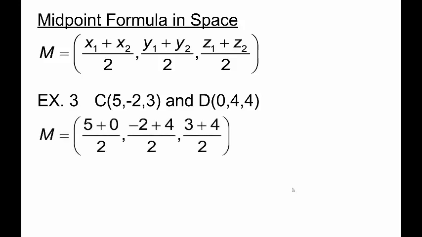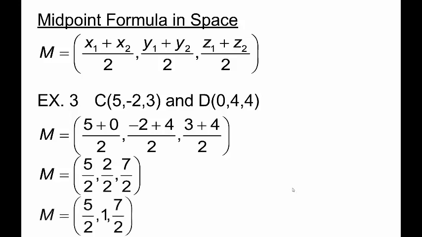So I'm going to plug these in. The midpoint is going to equal 5 plus 0 divided by 2, -2 plus 4 divided by 2, 3 plus 4 divided by 2. And remember, your answer is going to be an ordered triple here, so keep it in parentheses and then commas in between. So I'm going to add or subtract the numbers on the top. So this will be 5 over 2, 2 over 2, 7 over 2. And then if anything reduces or you can divide anything out, go ahead and simplify. The midpoint for CD turns out to be at 5 halves, 1, 7/2.